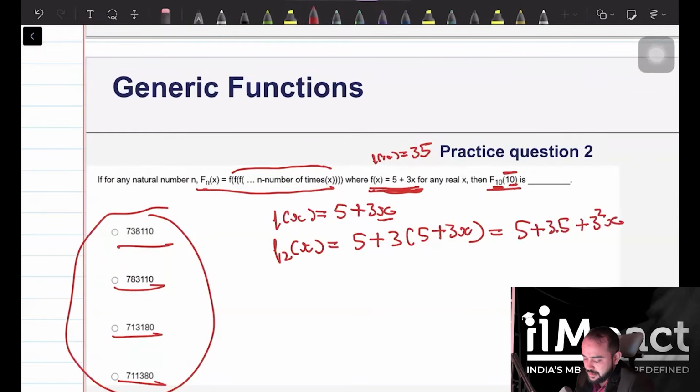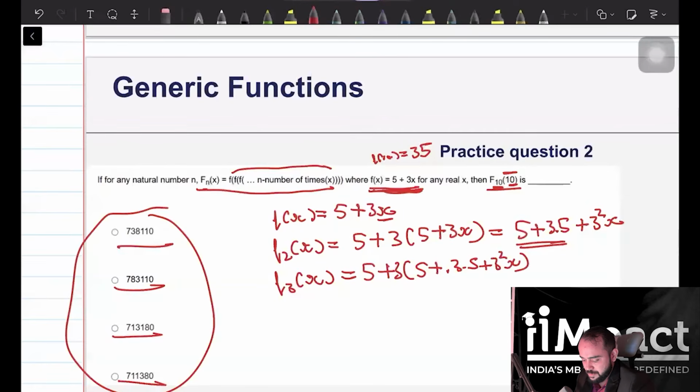I can club these two, but I will decide not to. I would rather focus on the next step. And the next step is going to be 5 plus 3 times (5 plus 3 into 5 plus 3 square x), which will give me 5 plus 3 into 5 plus 3 square into 5 plus 3 cube into x. Do I see a pattern? And what is the pattern?